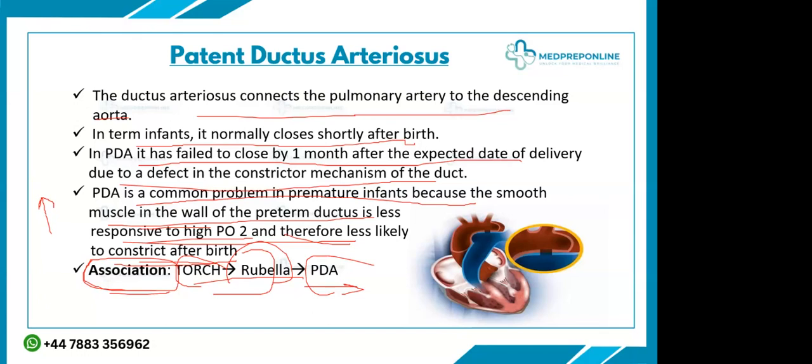In prolonged labor, there is going to be stress, and there will be release of the catecholamine, so it is likely to close the defect as compared to open it.